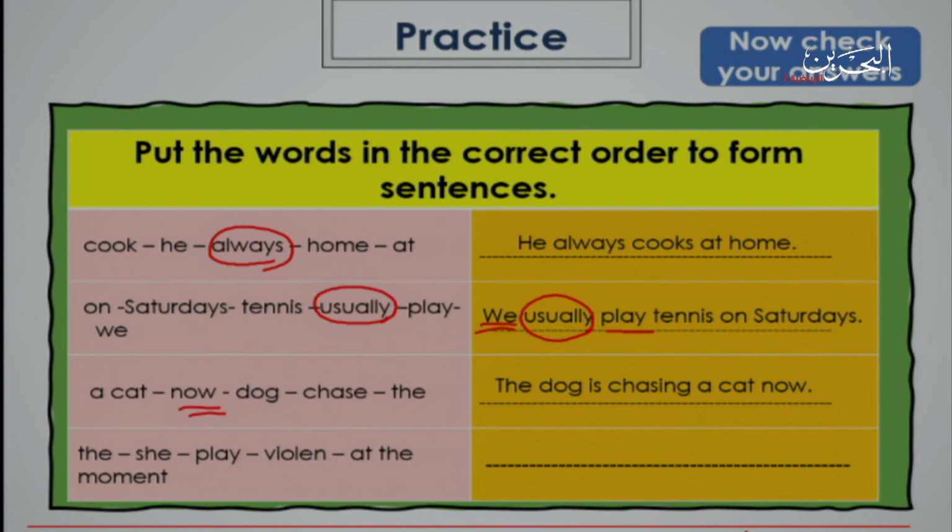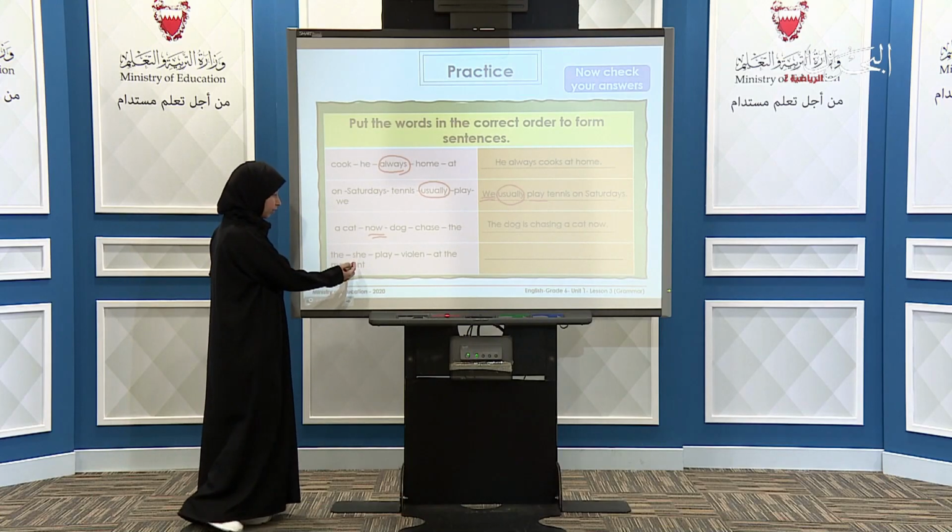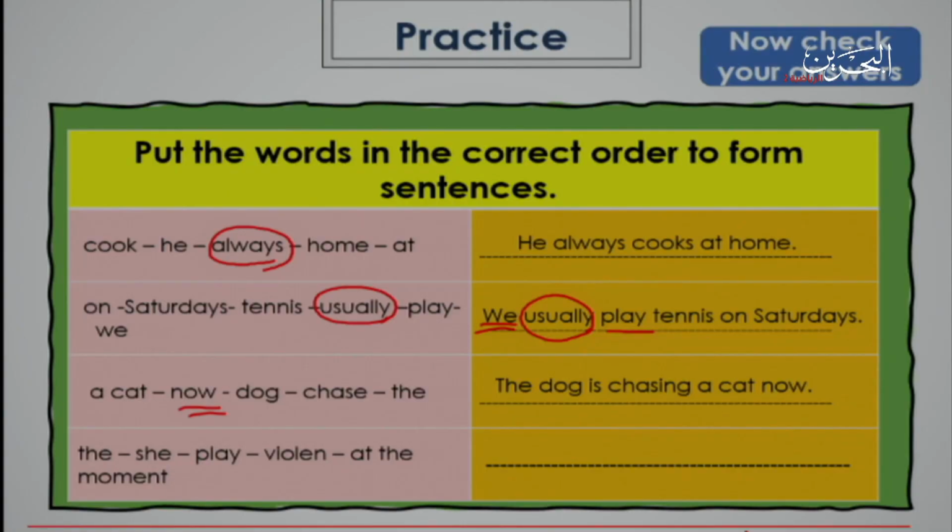Number 4, she, play, violin, at the moment. Since we have got the time marker at the moment, we have to use the present continuous form. That's right. She is playing the violin at the moment.